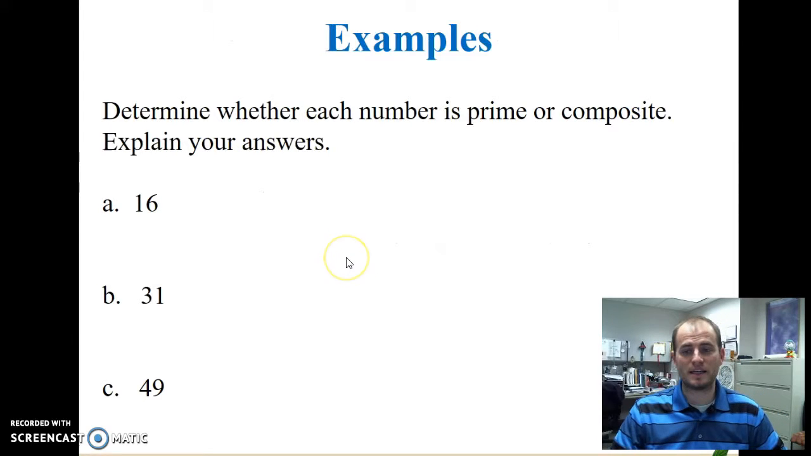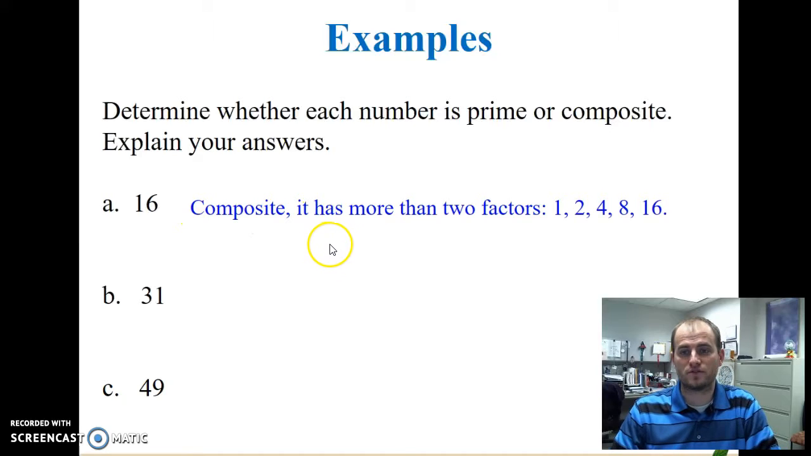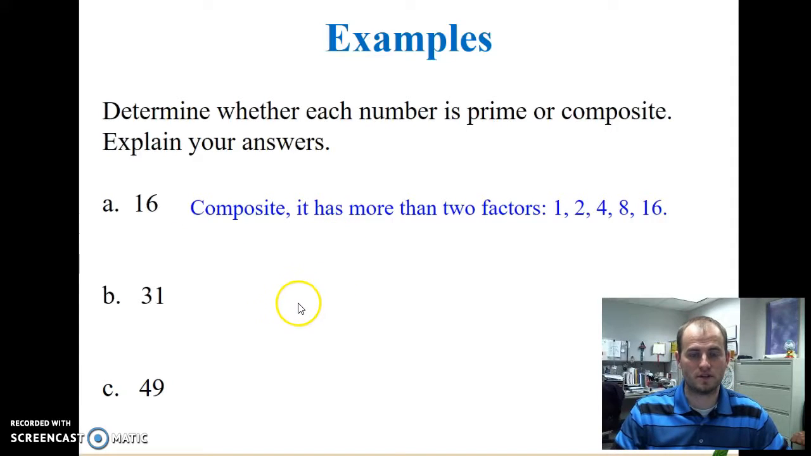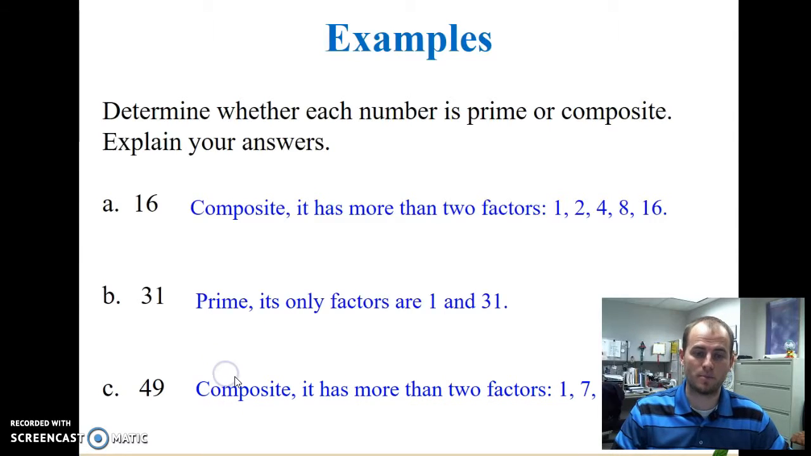Okay, so is 16 prime or composite? 16 is composite because it has more than just 1 and itself as factors. 2, 4, and 8 all go into 16. How about 31? 31 is prime because nothing goes into it besides 1 and 31. How about 49? 1 and 49 go into 49, but also 7. So it is composite because it has more than just 1 and itself as its factors.